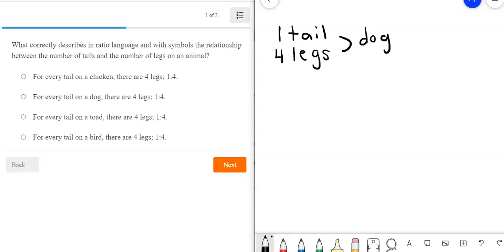So if you're looking in your book, it is slightly different. In your book, it says describe in ratio language and with symbols the relationship between the number of tails and the number of legs on a dog. So if you're in your book, we have 1 tail, 4 legs. So it asks you tails first. So you're going to put tails first. So for every tail on a dog, there are 4 legs.